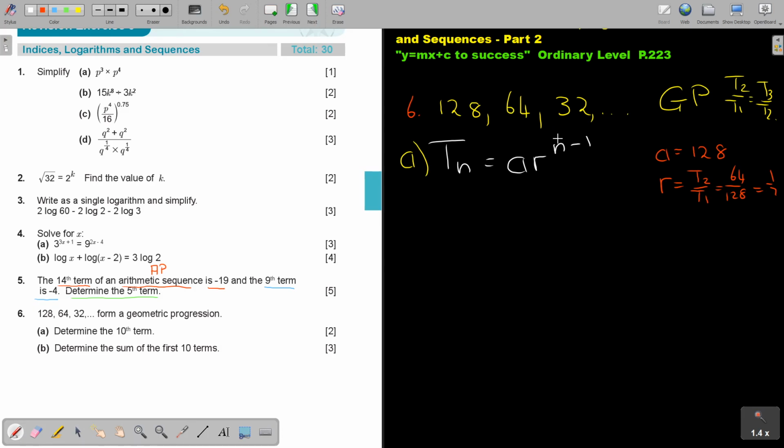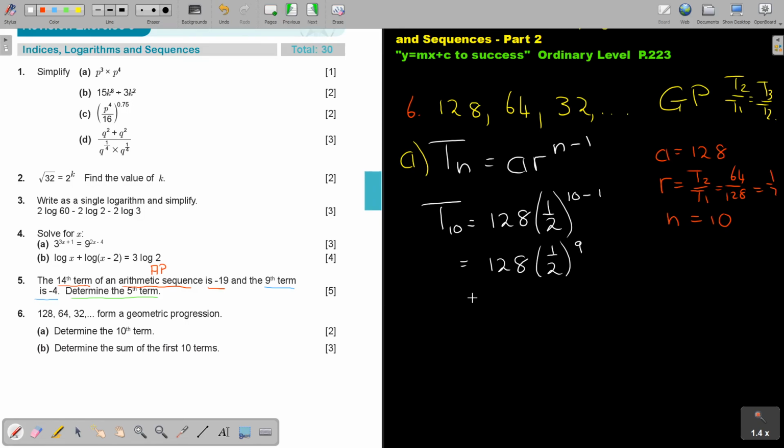And what's the value of n? What term did they say? The 10th. So n is 10. And I just substitute. They want me to get T10. In the value of A, I put 128. In the value of R, I put a half. And then n is 10 minus 1. So it's 128 times a half to the power of 9.